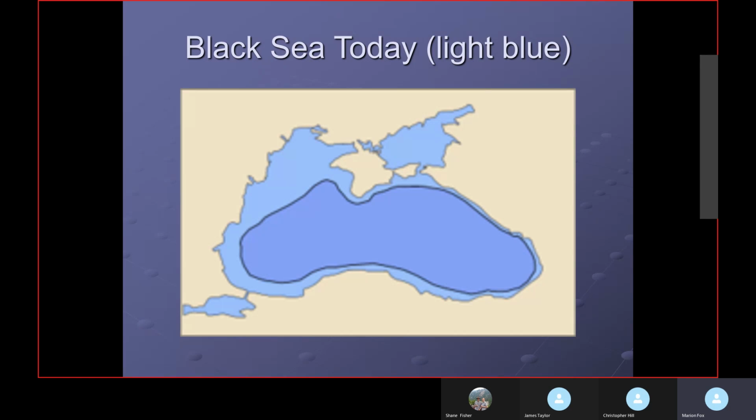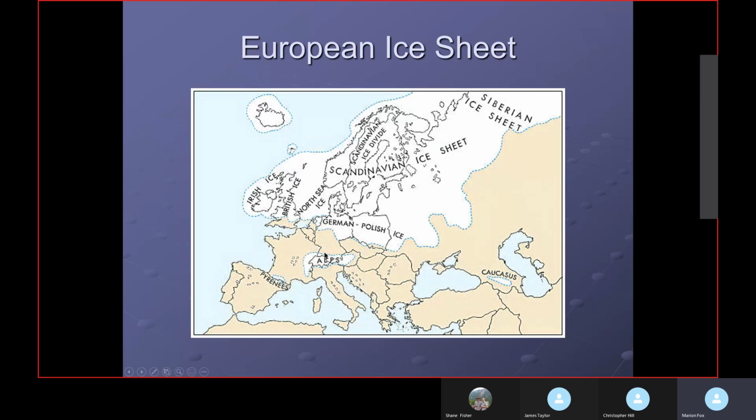It was a freshwater lake until water began to flow out of the Mediterranean into it. And the Black Sea today is your light blue, okay? So it has a lot of brine and salt in it now. It had been a freshwater lake at one time. And again, how do they know that? Because of the fossils in it. They're freshwater fossils, not marine fossils.